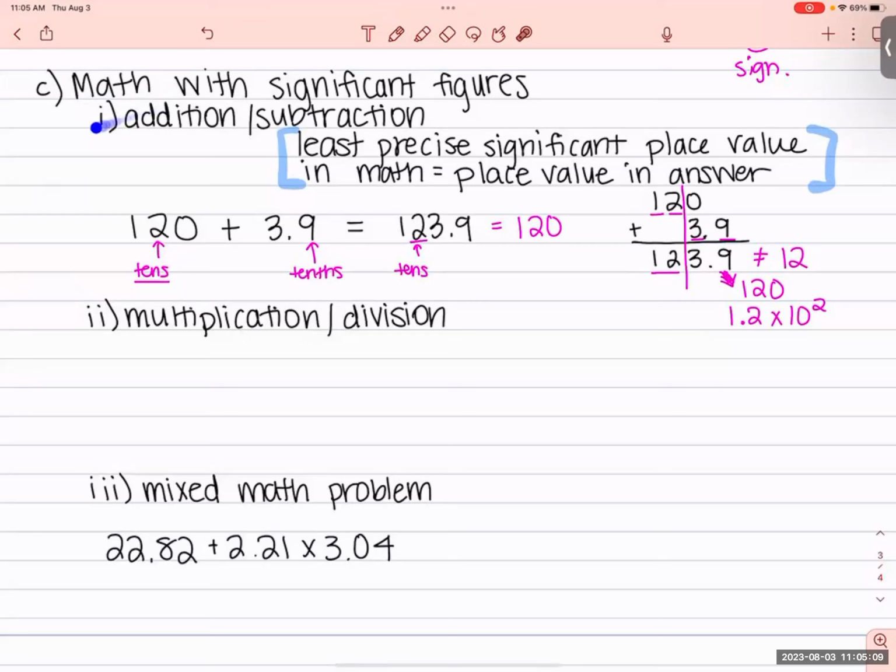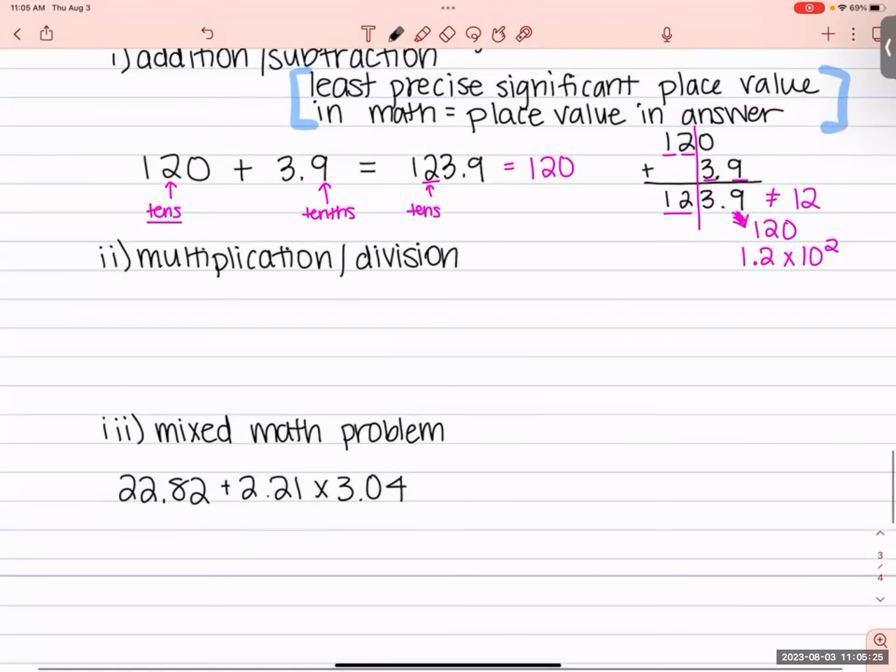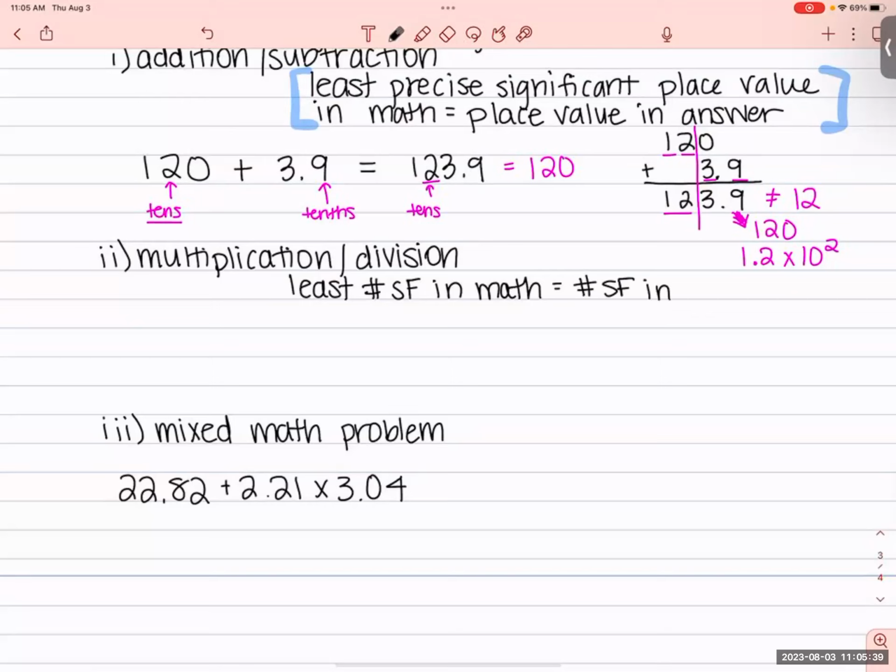Addition, subtraction gives students the most problem because it's a little bit harder to do and you have to kind of visually write it out, or you have to make notes, jot things down to get it right. Multiplication division is a little simpler. So the rule for multiplication division is the least number of sig figs in the math. And you'll see me, I'll give you comments and things. If I just say SF, that means sig figs equals number of sig figs in the answer. This is way easier, way simpler.